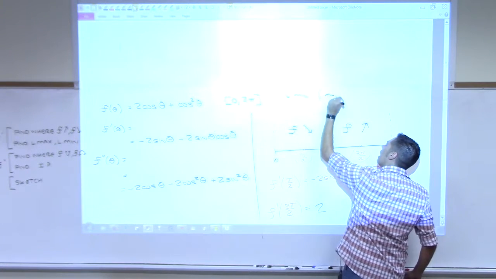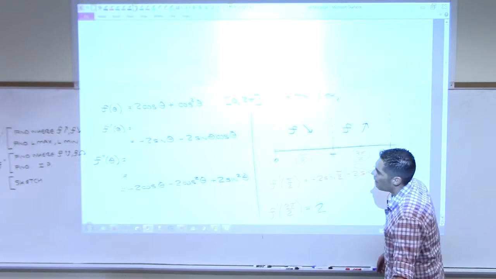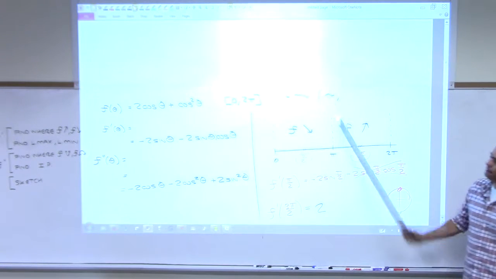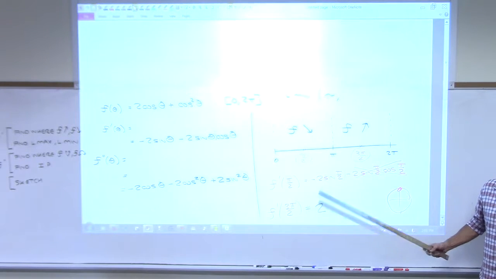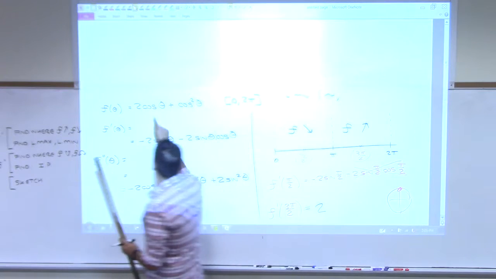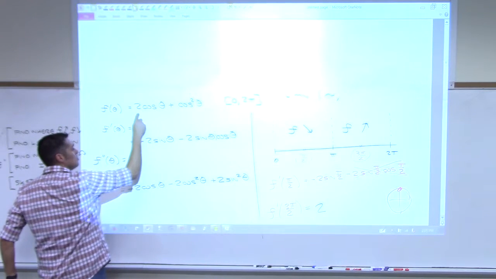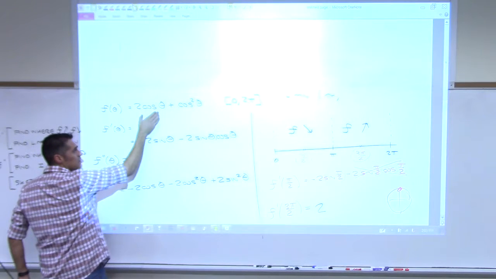Pi, and then what's the y coordinate of that point? Where are you getting that from? What are you going to do with this pi? Plug it in to the original function. All right, let's try it. What's cosine of pi? Negative 1 times 2 is negative 2, right? So we got negative 2 here.